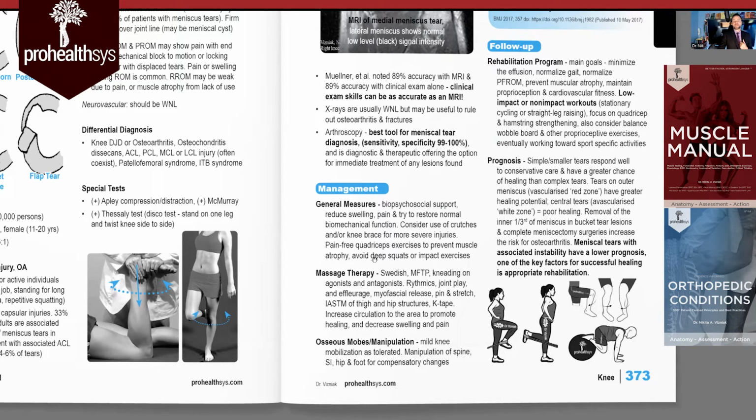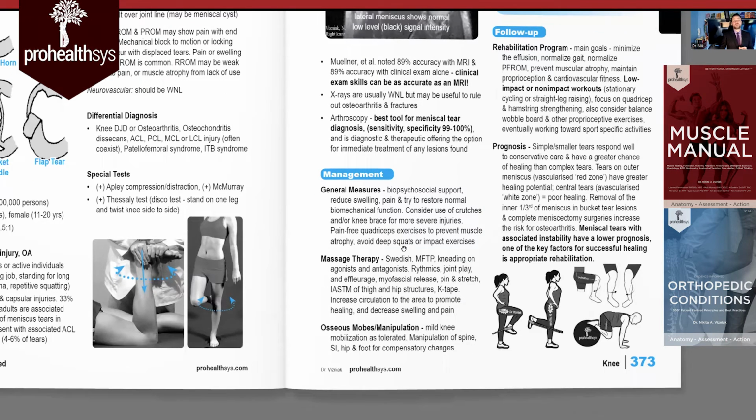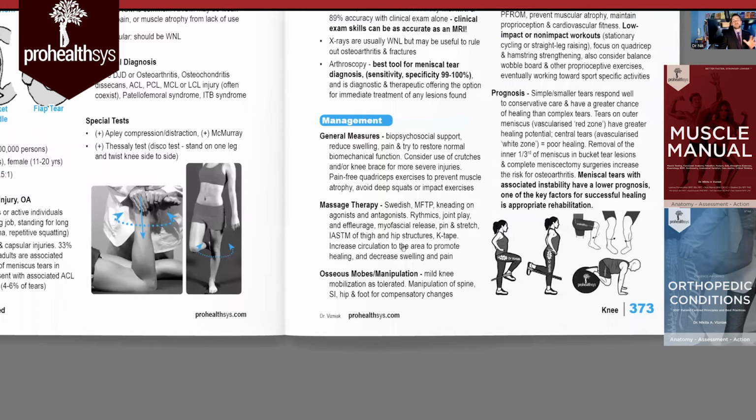Pain-free quadriceps exercises would be an excellent idea. Same thing with hamstrings. If you can do that in a pool, avoid deep squats, because we know biomechanically, as I get deeper into the movement, I'm going to be loading that meniscus a little bit more. Eventually, you'll want to progress to it as their tolerance builds up. Massage is going to be a great first choice to build up neurotolerance and local stimulation in the area. K-taping, and I'm a big fan of instrument-assisted techniques. Anything you can do to promote motion and decrease swelling and pain in the area.